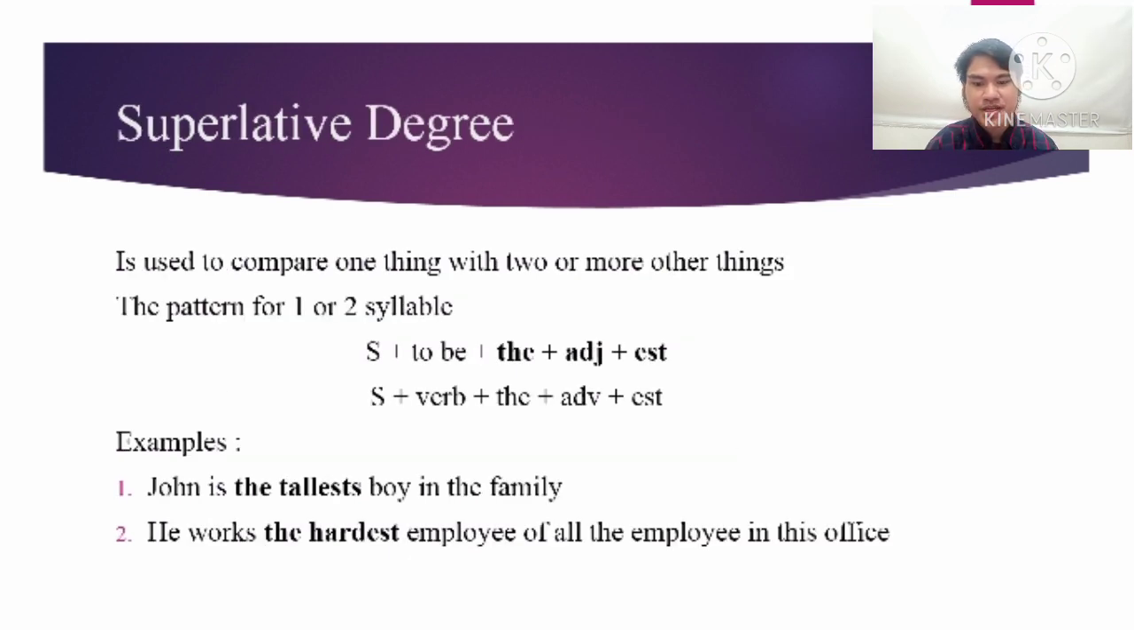Superlative degree is used to compare one thing with two or more other things. The pattern for one or two syllables: subject plus to be plus the plus adjective plus est, or subject plus verb plus the plus adverb plus est. For example, John is the tallest boy in the family. He works the hardest of all the employees in this office.